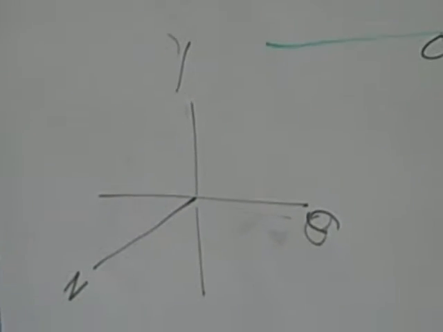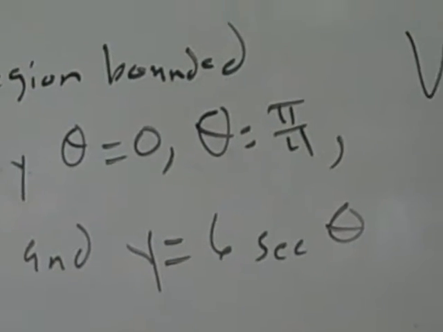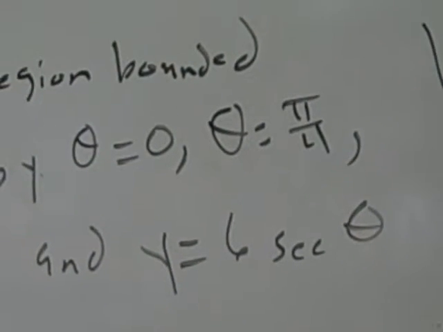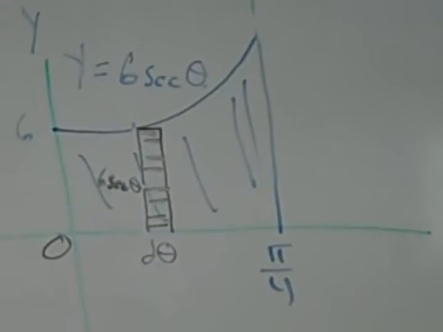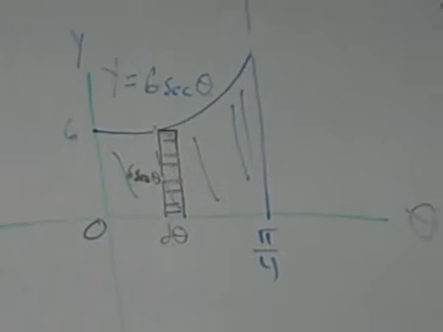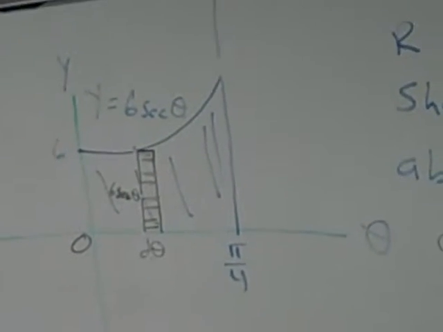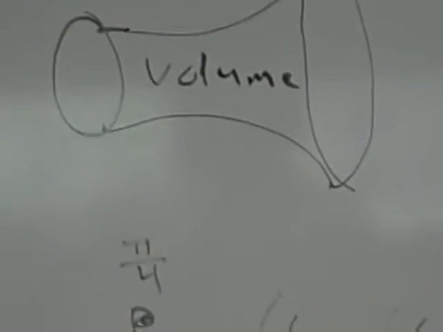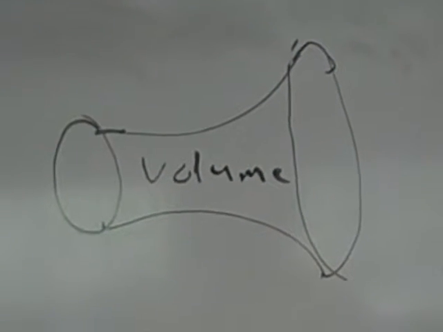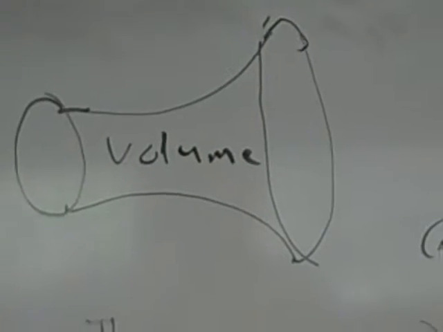So theta, y, z, and again the region is bounded by theta equals 0, theta equals pi over 4, and y equals 6 times the secant of theta. I'm using theta instead of x. So again, there's the theta axis, which was my old x-axis. Here's y. So I'm going to revolve this about the theta axis, what used to be my x-axis, and now it's my theta axis. And I'll get this blowhorn looking object right here. That's my 3D object. I tried to draw it. I can't draw too well.